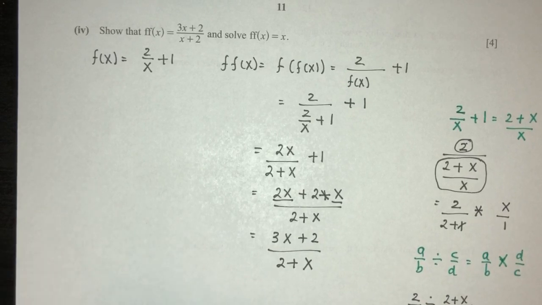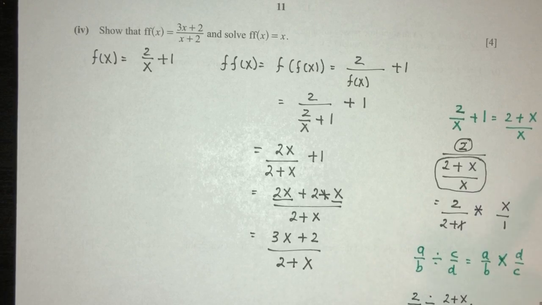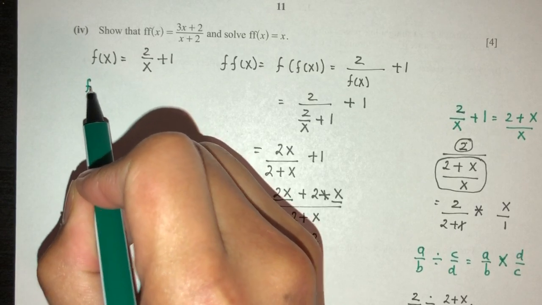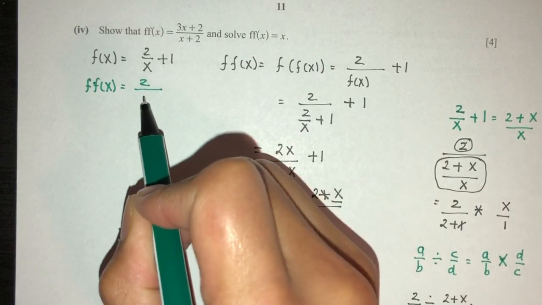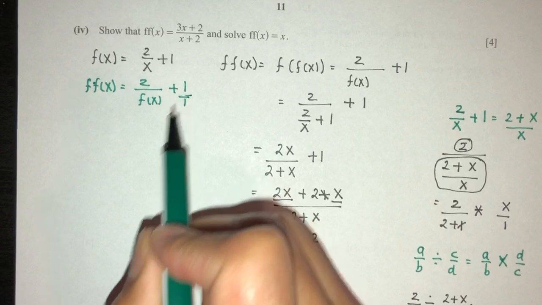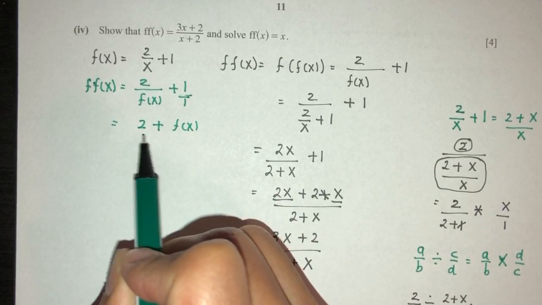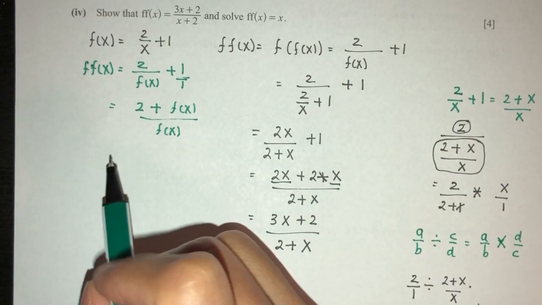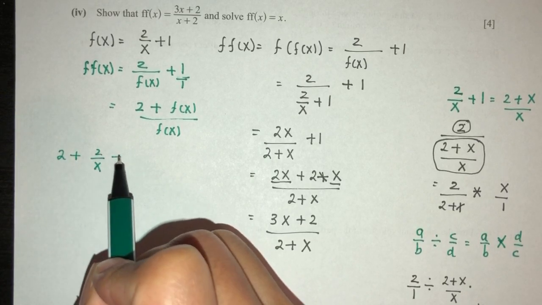Okay, let me try this again because I feel like that can be confusing on this side. Let me try this again to see if I can make it more simple. So basically now we have this. f of f of x is equal to 2 over f of x plus 1. Now since the bases are different, we have to make them the same. So 2 plus f of x over f of x. So for your top here, we have 2 plus f of x, which is 2 over x plus 1.